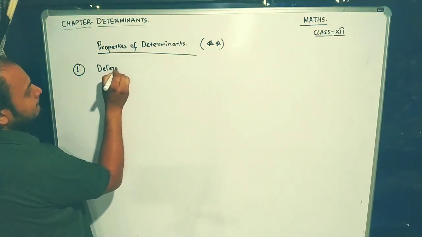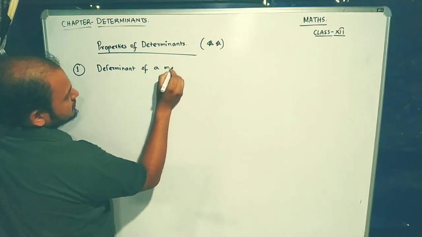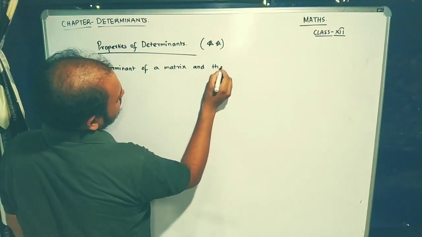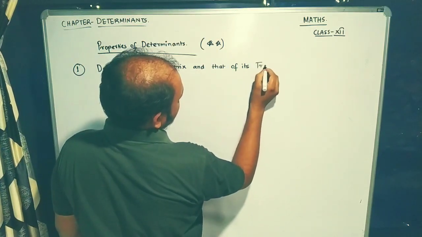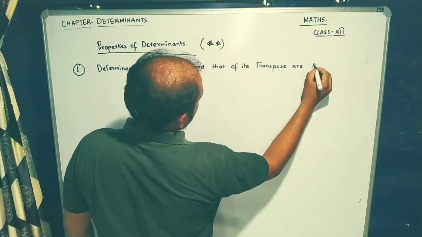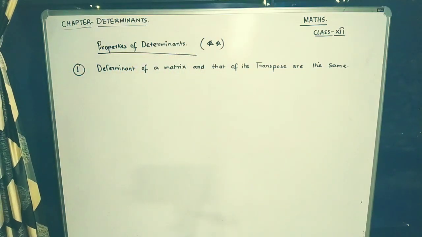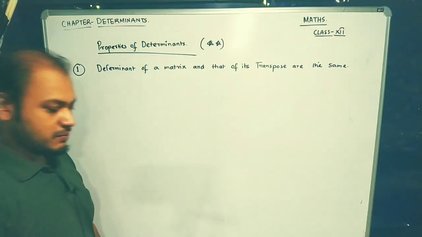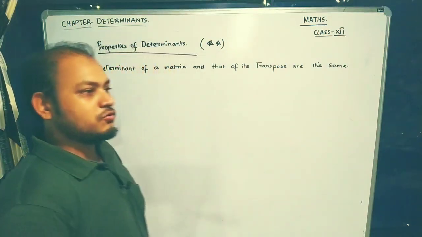determinant of a matrix and that of its transpose are the same. So this is the first property of determinants. It says that if you take the determinant of a matrix and the determinant of the transpose of the same matrix, then both these determinants will be the same.